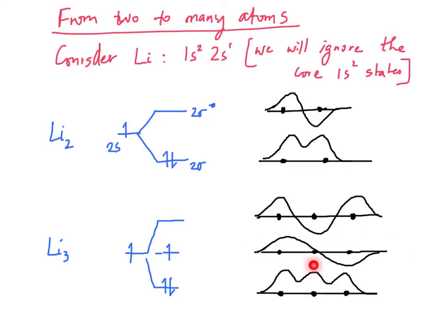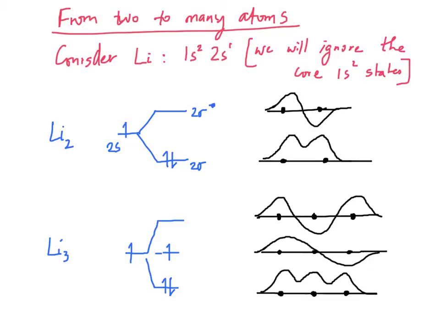The middle one here is what is called a non-bonding contribution. So the node actually goes through the central atom. So it's neither bonding nor antibonding, it's somewhere in between. And by the way, I'm drawing these pictures without proof. One could make symmetry arguments, and one could also do a rigorous solution of the Schrodinger equation to prove that these are indeed the correct solutions to these problems.